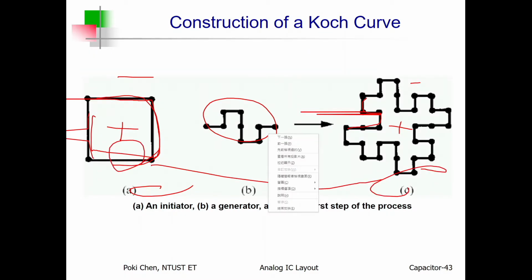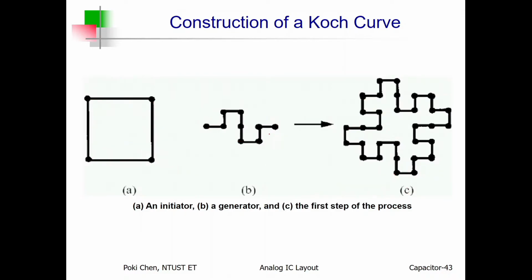Then you can do the same thing. Alright, I mean to replace each segment with the generator again, you can see how much boundary you can create through such kind of Koch curve generation. Just do it again and again. To the final stage, you can generate much more capacitance per area.